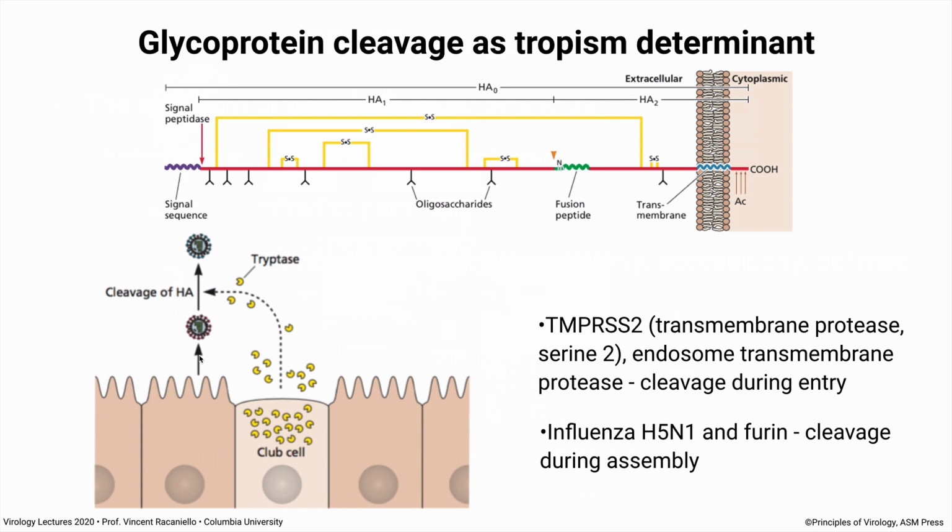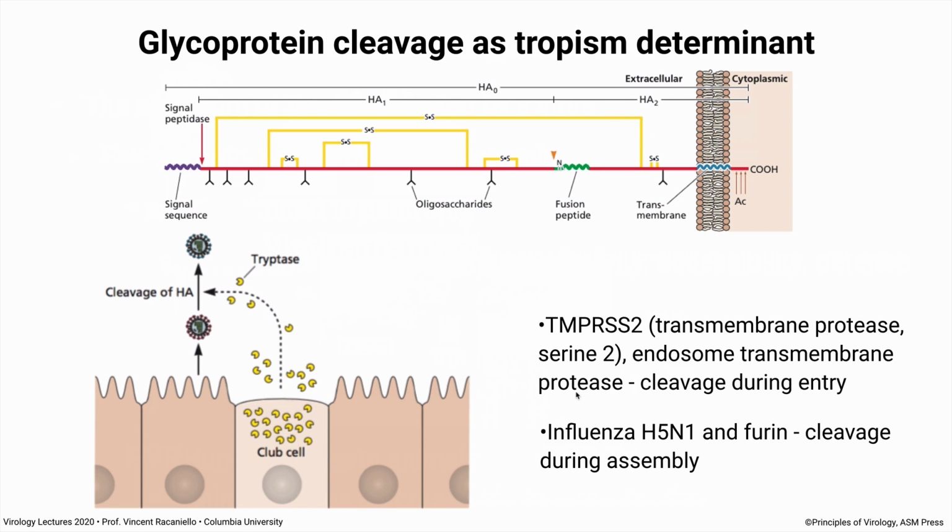And so that restricts the replication. So the idea here is that the proteases are restricted to the respiratory tract, and that's what keeps virus tropism restricted to the respiratory tract. There are some other proteases that are also involved in cleavage of HA, not just this one. This is a secreted protease.